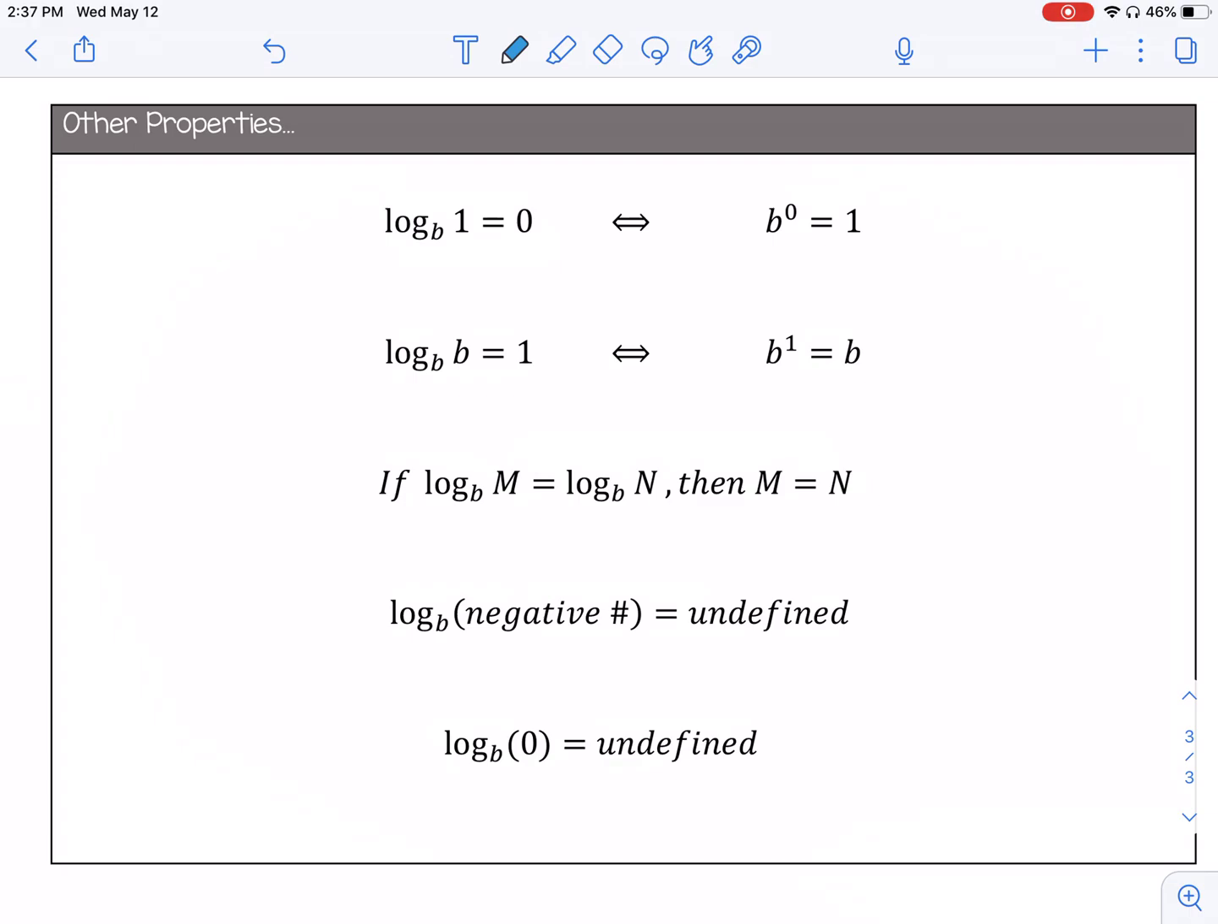And then, a couple more here. If the log base b of m is equal to the log base b of n, well, then your m and your n are the same. That makes sense, right? Because your log base b of some number has to be equal to the log base b of some other number. Like, it can't be a different number. Your m and your n, those two numbers, have to be the same. Another one, log base b, so whatever that base is, of a negative number is just undefined. Your calculator will tell you. And then log base b of a 0 is also undefined.